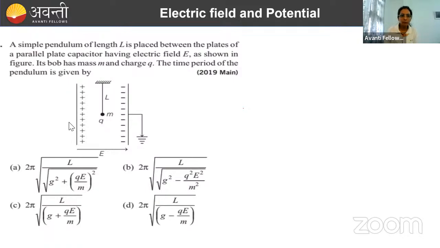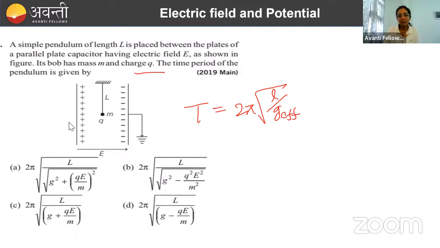There is a simple pendulum of length L, and this is placed between the plates of a parallel plate capacitor having electric field E as shown in the figure. If the bob has a mass M and charge Q, the time period of the pendulum is. So first of all, what used to be the formula for the time period of a pendulum? That used to be 2 pi root under L by g effective. Now, the main task is to find g effective. And how do we calculate g effective?